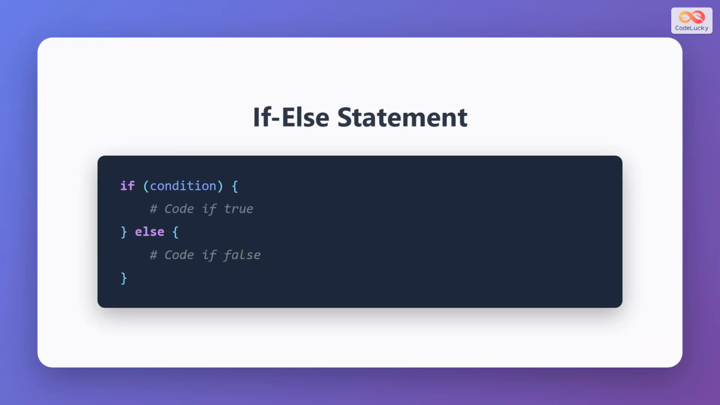Sometimes you need to do something when a condition is false. That's where the else clause comes in. The if-else statement allows you to specify two paths, one for when the condition is true and another for when it's false. The syntax adds an else keyword after the first closing curly brace, followed by another set of curly braces containing the code to execute when the condition is false. This gives you complete control over both scenarios.